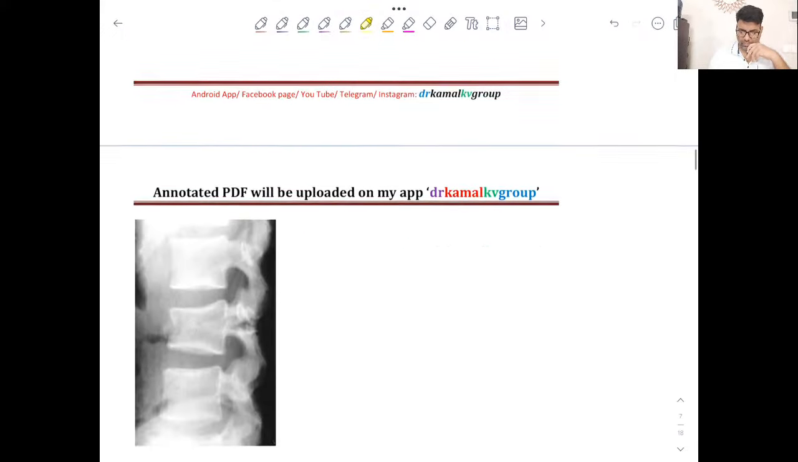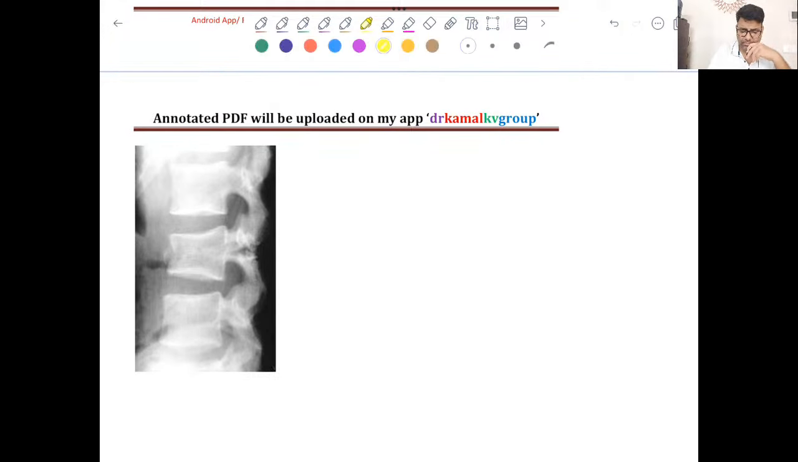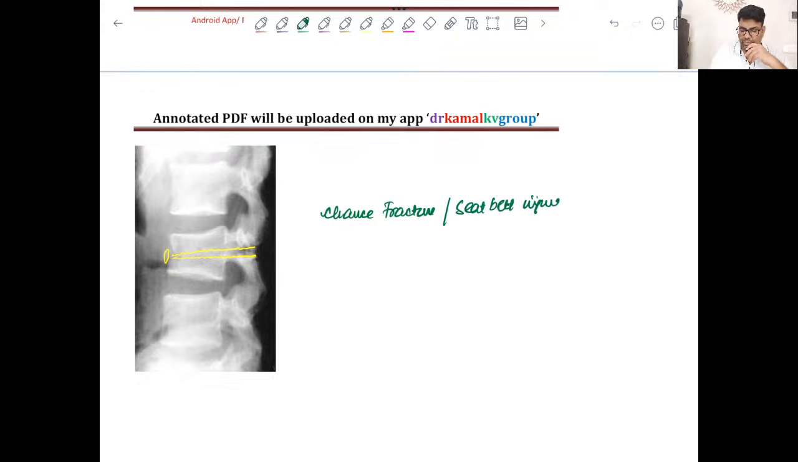Chalo. Now there was an X-ray of the lumbar spine, lateral view, and here we can see that there is a fracture line which is running something like this. Okay, right? And we can also see a bony chip anteriorly. So such kind of fractures are known as chance fracture, right? So this is chance fracture, also known as seat belt injury.